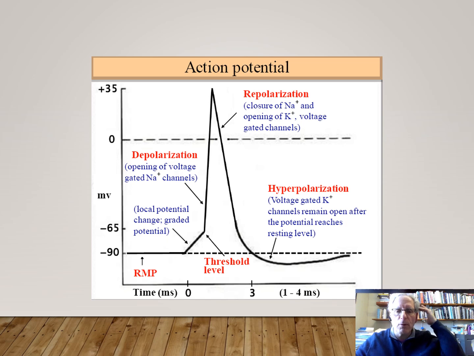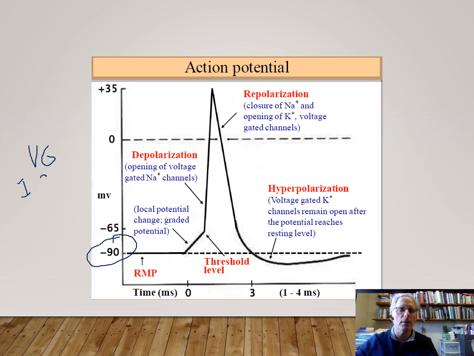Some cells are capable of taking their resting membrane potential that's generated by the activity of the sodium-potassium ATPase and essentially making themselves more positive. They do this because they have these things called voltage-gated ion channels. So during depolarization, you have opening of the voltage-gated sodium channels.